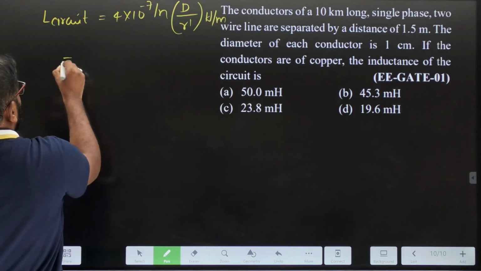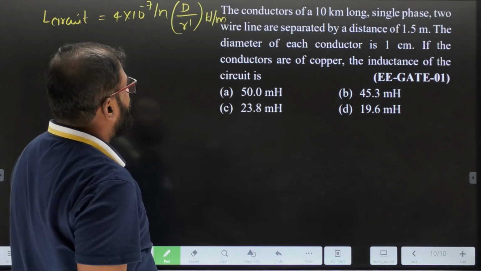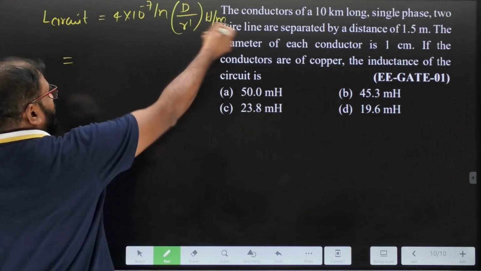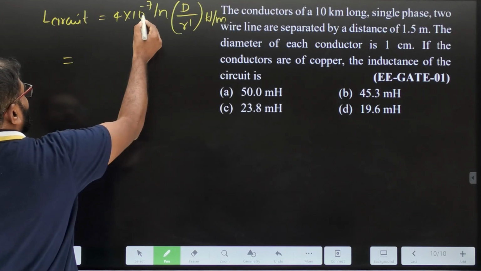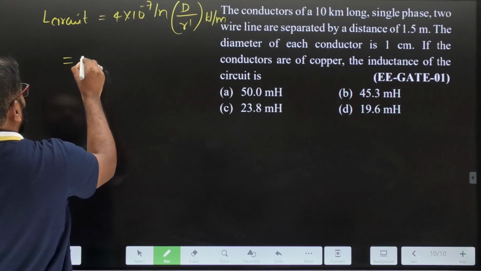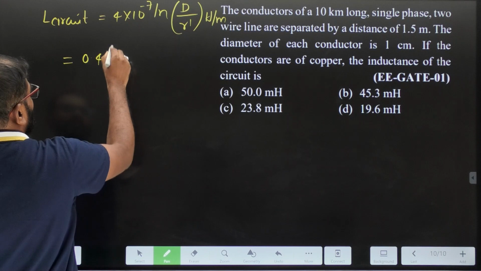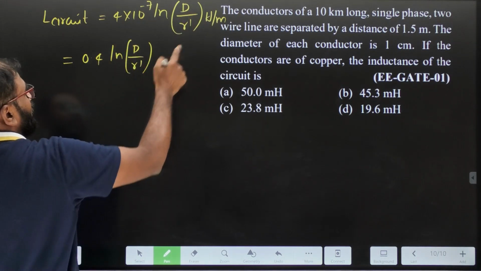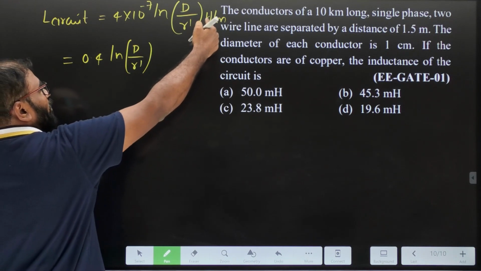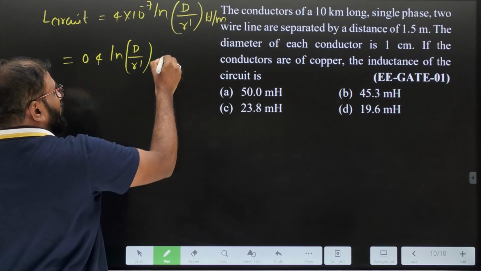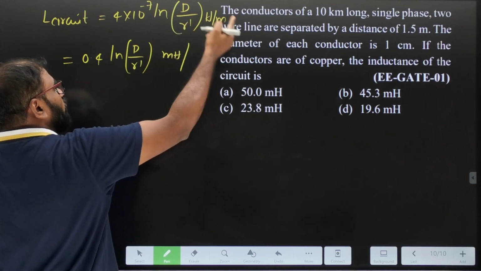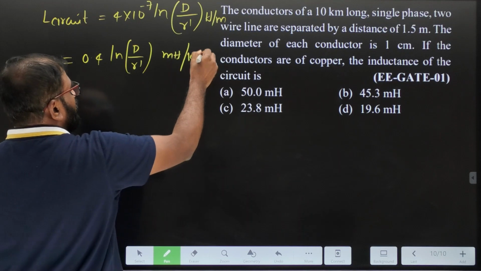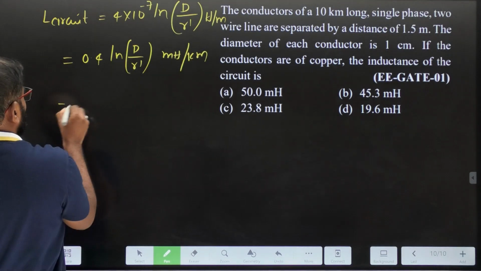Now let's see. But he is asking in what? Millihenry. So we can calculate in millihenry per kilometer also. But for that, 10 power minus 6 I have to take it out. That means we get 0.4, 10 power minus 6 I am taking out, ln d by r dash. Let's see what I am doing. In the 10 power minus 6, 10 power minus 3 henries I can write. That is millihenry. One more 10 power minus 3, I can bring it to denominator. I can write 10 power 3 meters. That is what? Kilometers.